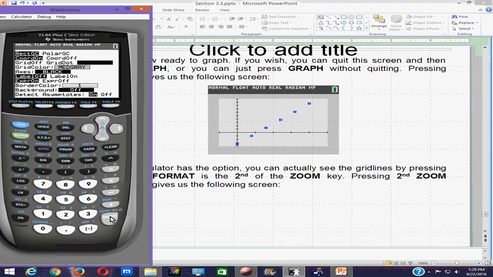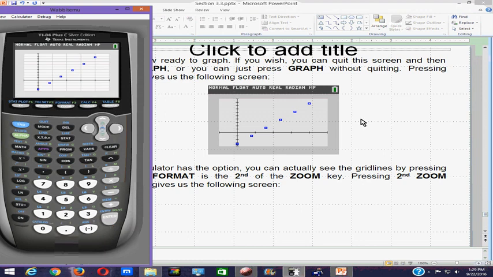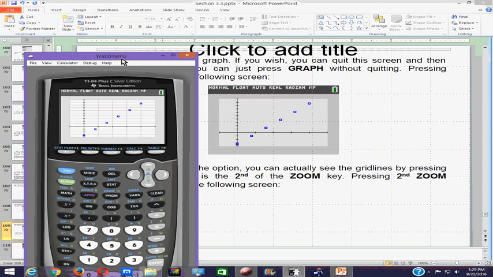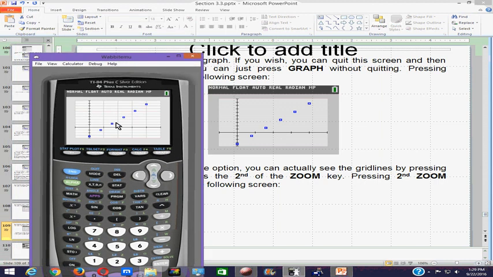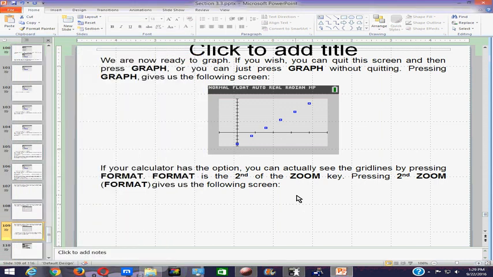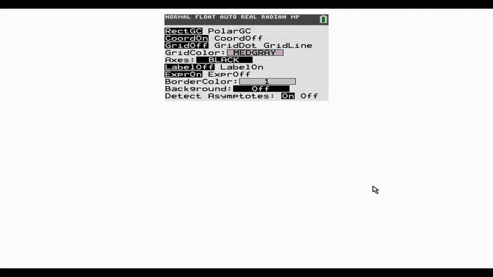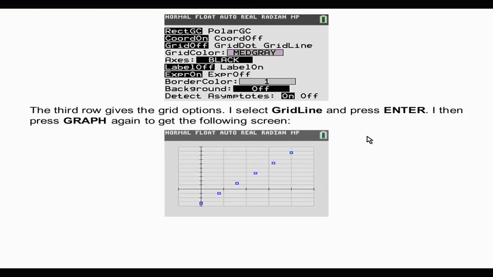So press enter, and now graph again. And there they are. If you like the lines, that's fine. If you don't like the lines, that's fine. It's kind of your choice. So again, kind of a side-by-side comparison. No grid lines. Grid lines. So again, this was the second format, and you would scroll this over to grid line to make the lines, and then you get something that looks like that. Again, the grid lines are kind of nice.